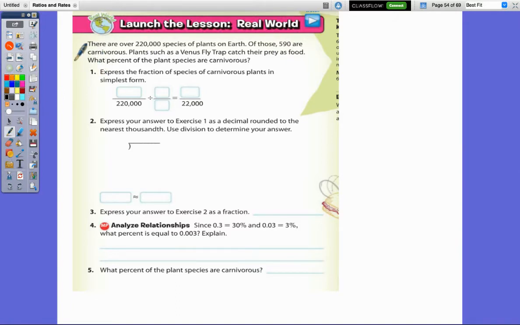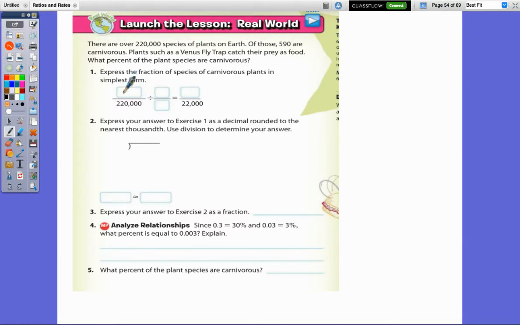Okay, so there are over 220,000 species of plants on Earth. Of those, 590 are carnivorous. They eat flesh. Plants such as the Venus flytrap catch their prey as food. What percent of plant species are carnivorous?